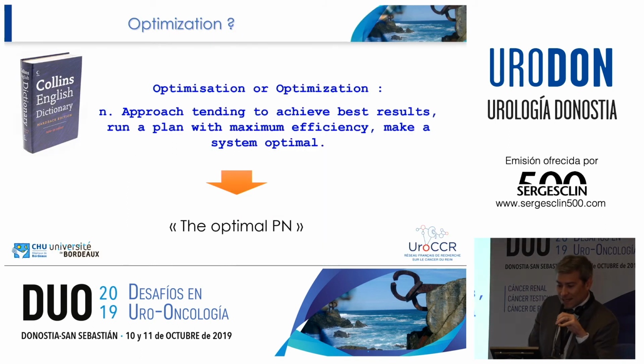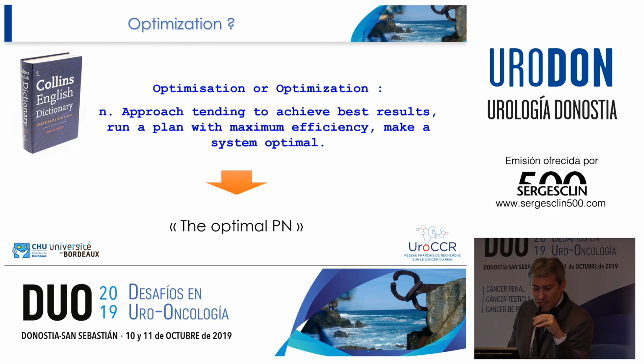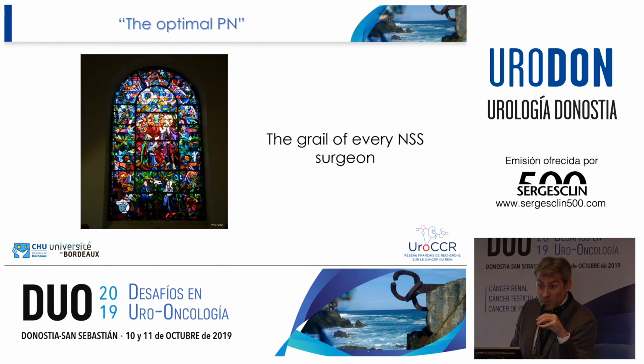Yeah. So when we speak about optimization, what is the meaning first of optimization? If we look at the dictionary, the Collins, optimization would be an approach that would tend to achieve best results and to run a plan with the maximum efficiency and make a system optimal. So if we try to apply it to partial nephrectomy, it looks like that it defines the optimal partial nephrectomy. So the optimal partial nephrectomy would be the grail for every surgeon that would be involved in nephron-sparing surgery. And we will try to define it.